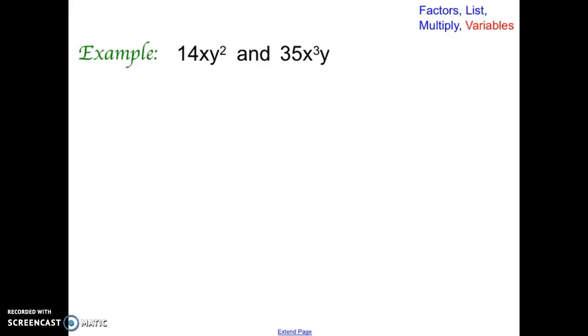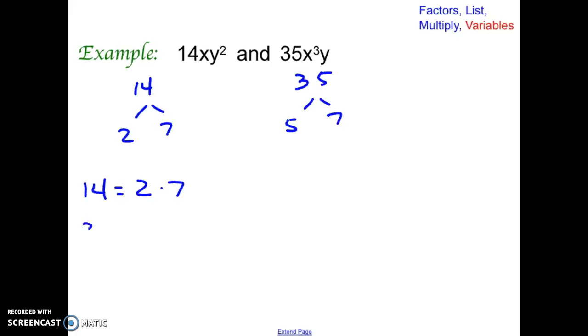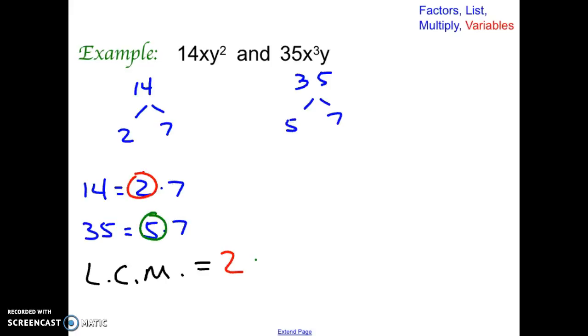So for our first example here, we got 14, which will break down into 2 times 7. We got the 35, which is 5 times 7. So we're going to start the same way we just did. We're going to need a 2. We're going to need a 5. Each term has a 7. So the coefficient on our least common multiple is going to be 70.